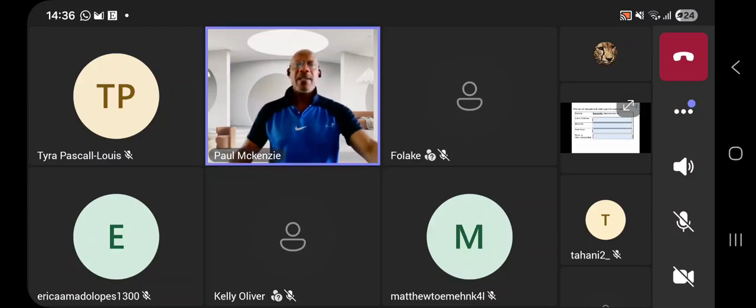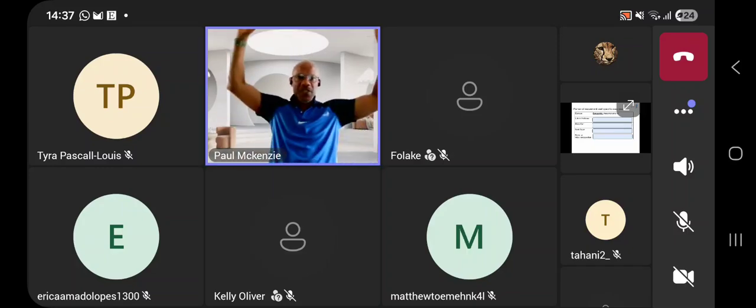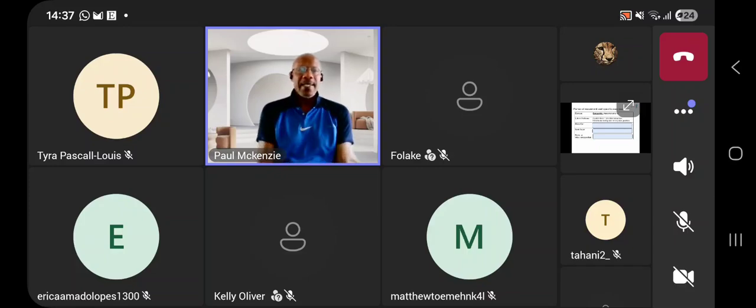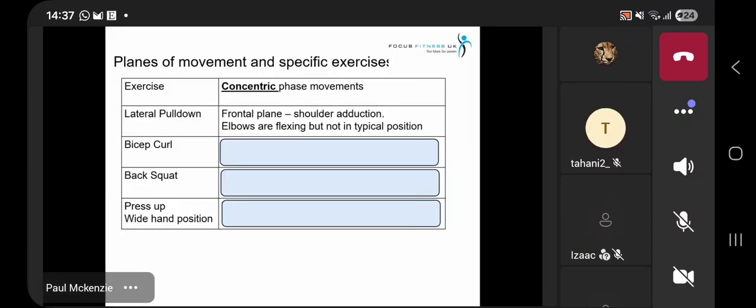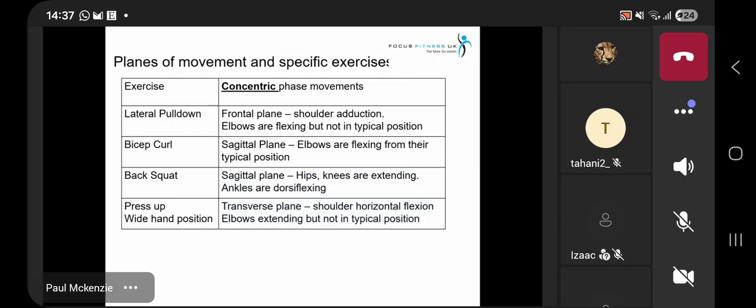Right. So lateral pull down, what did we say that was? Okay, so we said lateral pull down, that's going to be frontal. A typical bicep curl, going to be sagittal. Typical barbell back squat is going to be sagittal. And certainly a wide hand position for the push-ups is going to be transverse.